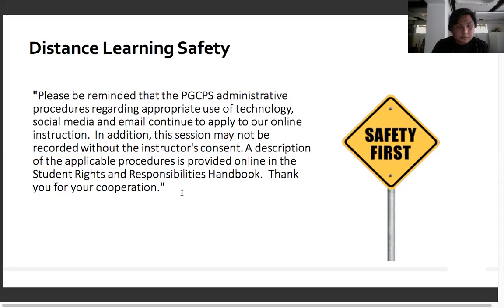So if you would like to read more on this, the Student Rights and Responsibilities Handbook is definitely accessible at the online PGCPS portal. So you can definitely go over there, find the Student Rights and Responsibilities Handbook, and then browse over to the appropriate section. Or you can access the Student's Handbook also from the Google Classroom. I believe I put it up there all the way in the beginning. So you may access it there as well.